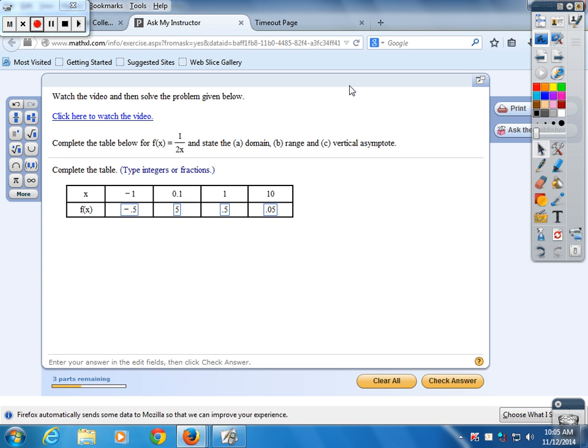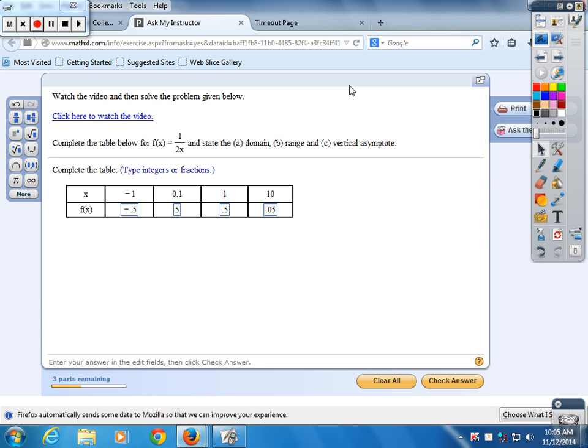What was your question? It's not right. What do you mean it's not right? Well, then y'all need to check it. Where am I wrong? What's 1 over 2 times negative 1? That's 1 over negative 2, which is negative 1/2. Somebody take 2 times 0.1. What is 2 times 0.1? 0.2. Okay, and 1 divided by 0.2 is? 5. Okay, 1 times 2 is 1/2.